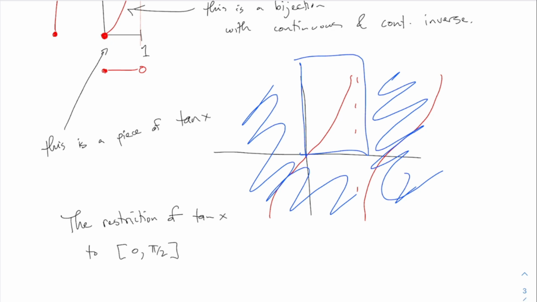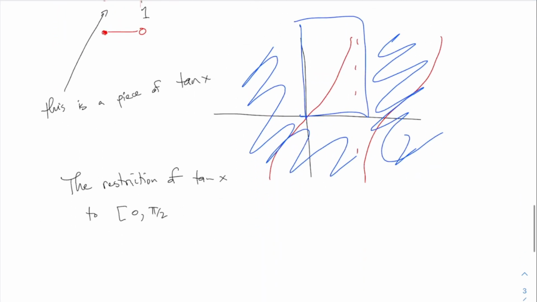But the restriction of tan x to 0 to pi over 2, sorry, I need the open on the pi over 2 side, this makes a homeomorphism that goes from 0 to pi over 2 to 0 to infinity. All right, so if you insist on writing formulas for everything, then you can use the tangent for that. If you want it to be 0 to 1, you could use tangent of x times 2 over pi. That would rescale the x values to make it go to 1, but I don't care about that so much.